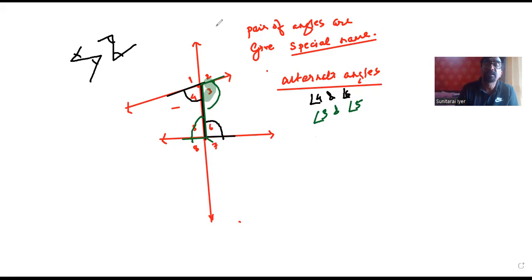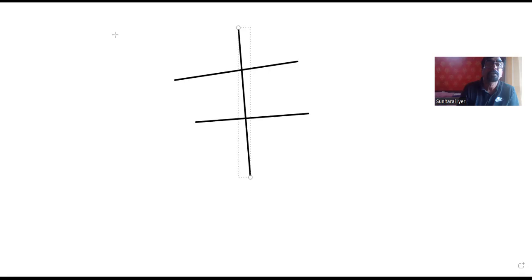Okay. In the same way, we go to the next, children. When a transversal intersects two coplanar lines, just have a look here. This is one line, children. This is another line, children. These lines are intersected by a transversal, children. Now, look at the angles which I'm going to mark. Only those angles. Please try to understand. This is a transversal. This transversal intersects two coplanar lines.